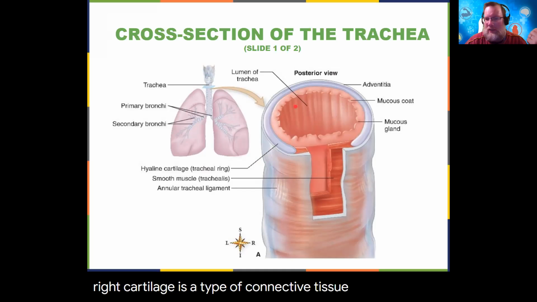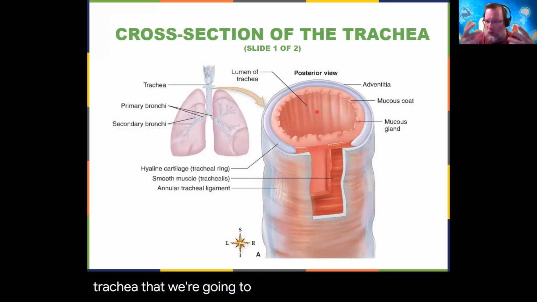Right. And again, the trachea, the lumen, or the lining of the trachea, we're going to have some mucosal aspects. So the goblet cells are going to be pretty active.